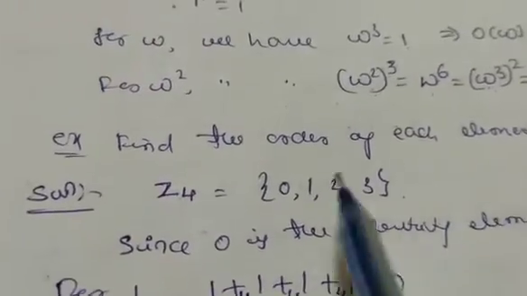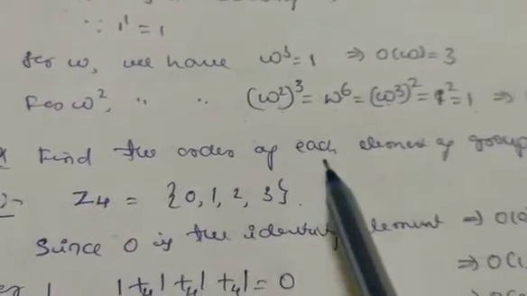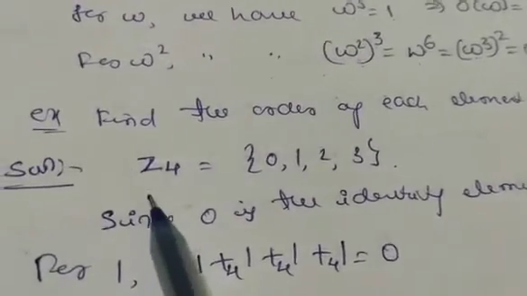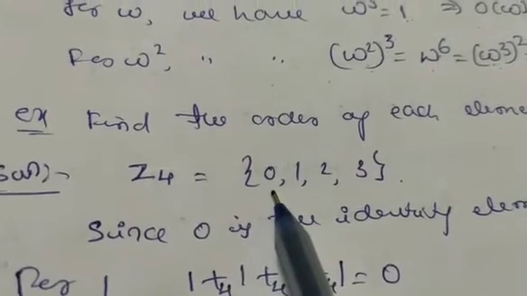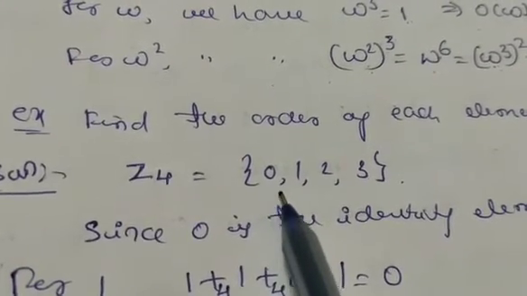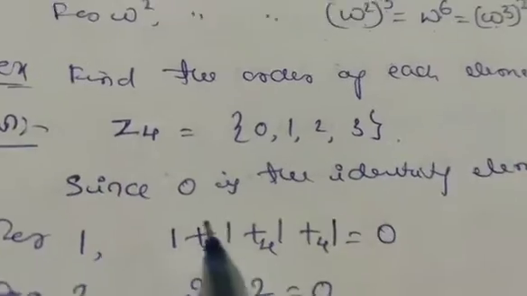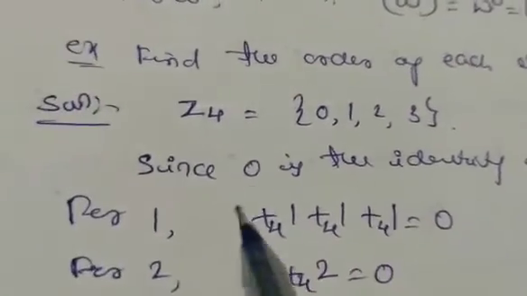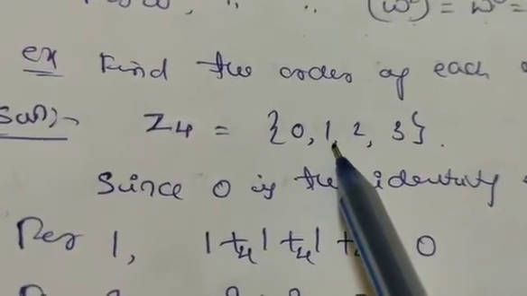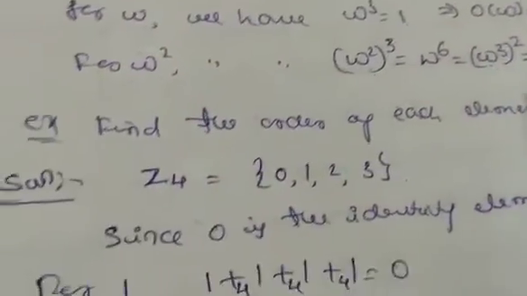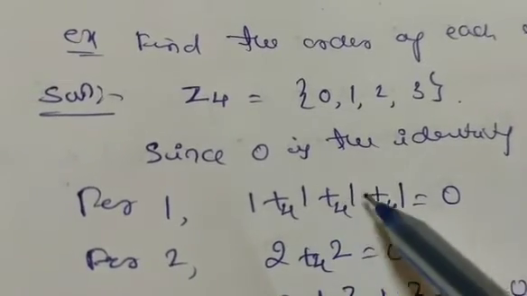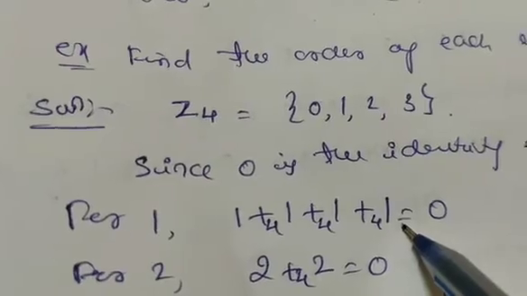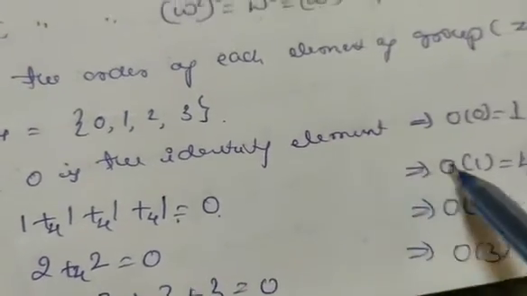Similarly, one more example, the last example. Find the order of each element of Z4 under addition mod 4. Z4 is exactly similar to the previous example. So we have 4 elements: 0, 1, 2, 3. Since 0 is the identity element, the order of 0 is 1. Next, 1. You have to add 1. How many times do you add 1? You should get 0. That is 1 plus 1 plus 1 plus 1, 4 times, because it is addition mod 4. That is, 4 divided by 4 gives the remainder 0. Therefore the order of 1 is 4.